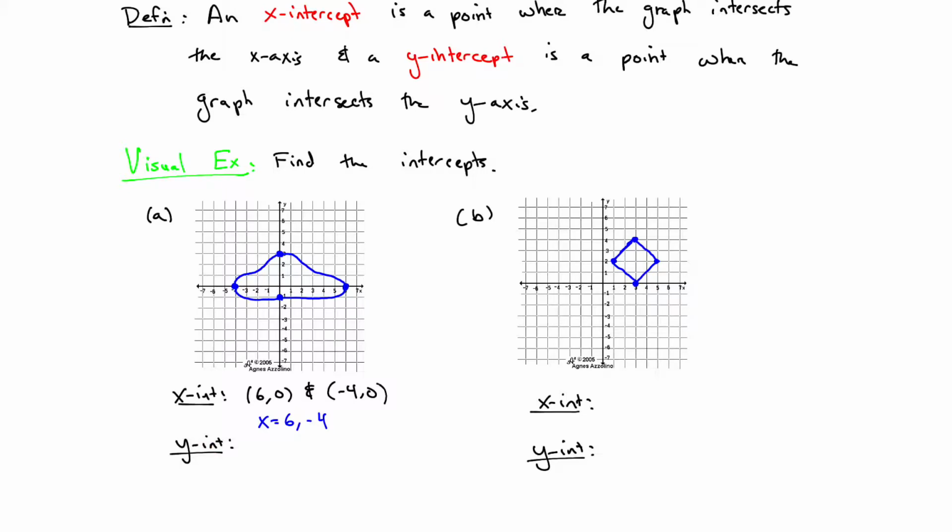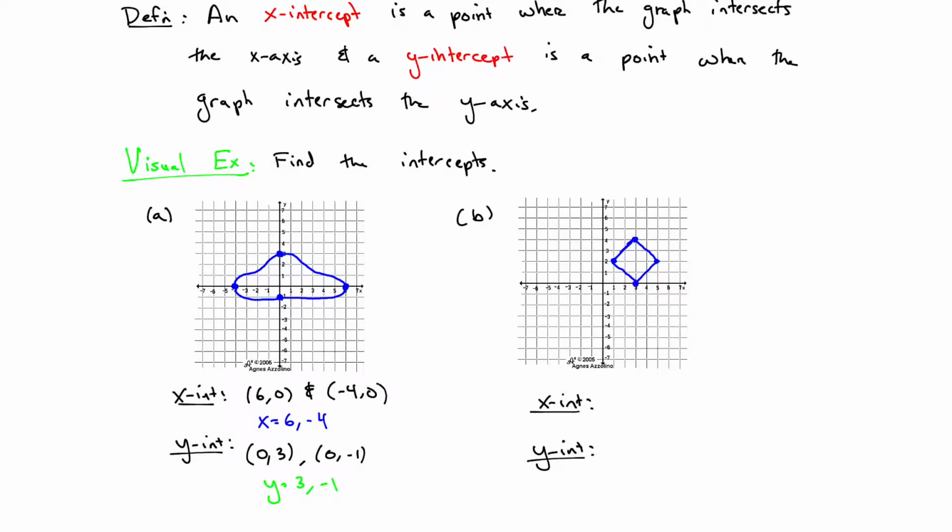The y-intercepts are going to be where it crosses the y-axis, which in this case would be right here and right there. That is to say, (0, 3) and (0, -1). Or, once again, you could say y equals 3 and -1. Those are the y-intercepts. Now, similarly, on this one, x-intercepts are where it crosses the x-axis, and we see that only happens once at 3.